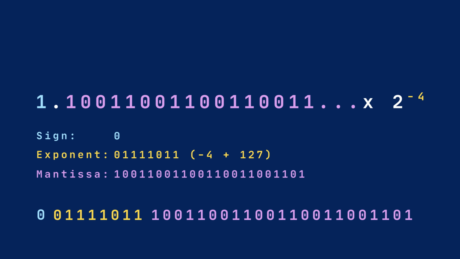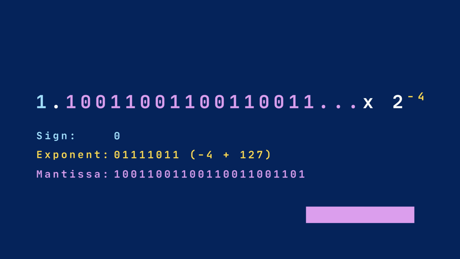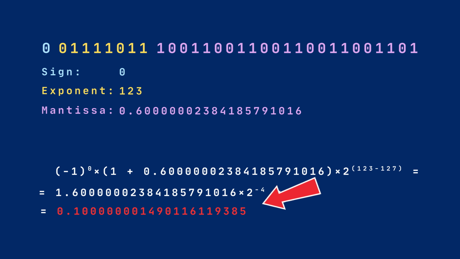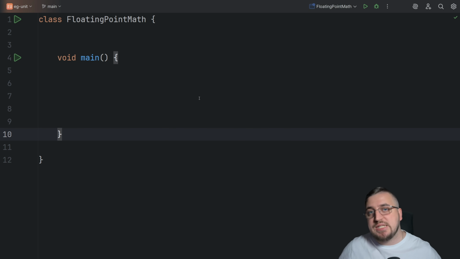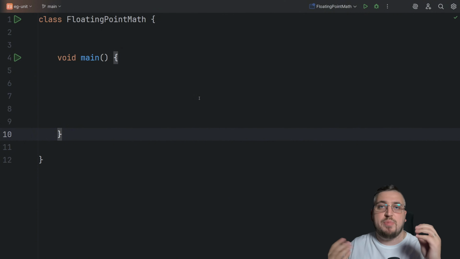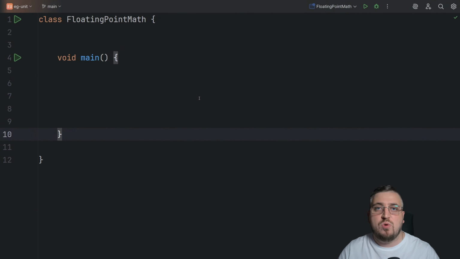Yielding us a floating point number representation in the following form. So when we put everything back into the formula, you can see that it doesn't exactly match the 0.1. Okay, I think it's enough with the theory alone. Let's do some practice and see it in action, how the values are represented and handled in Java, for example.